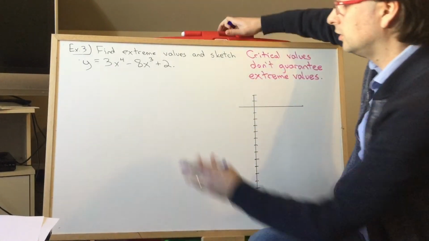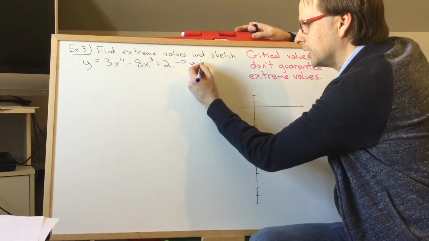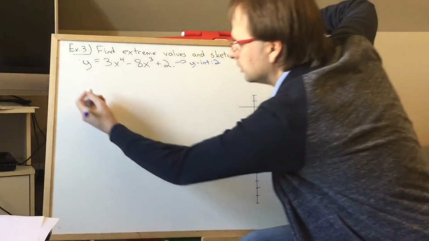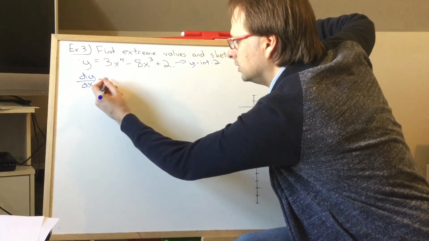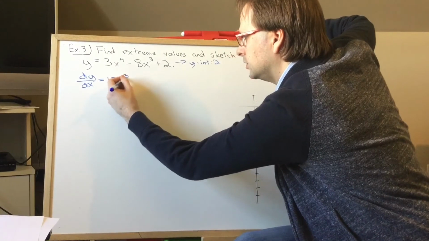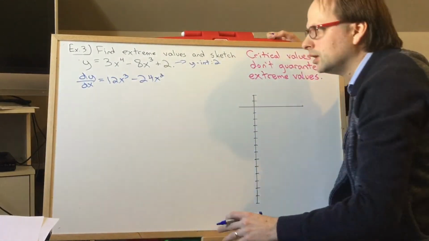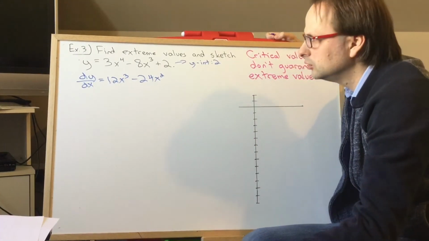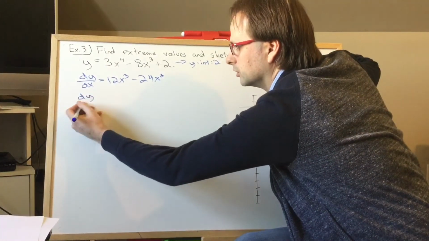So we have a quartic. It's just so easy to find the y-intercept that let's do it. The y-intercept is 2. Okay, let's differentiate. It's not hard to differentiate. dy by dx is going to be 12x cubed minus 24x squared. I can set that to equal 0 and then look for some of those critical values, or I can just factor it and do it by inspection, which is what I'd prefer to do.